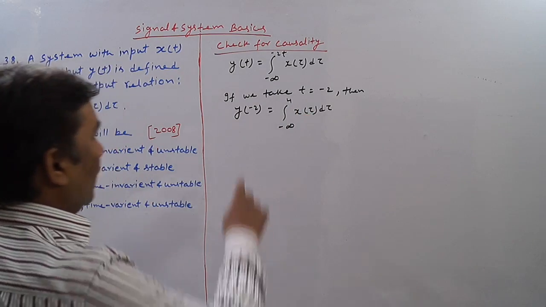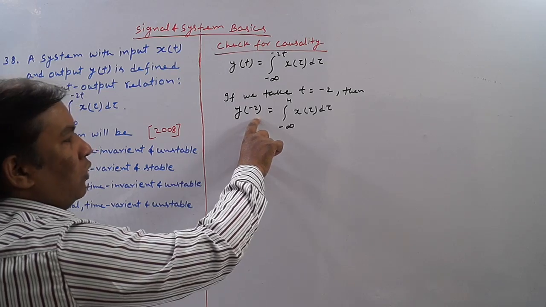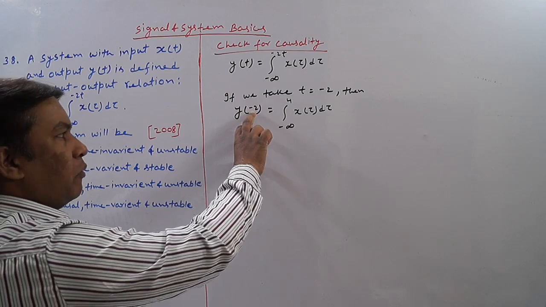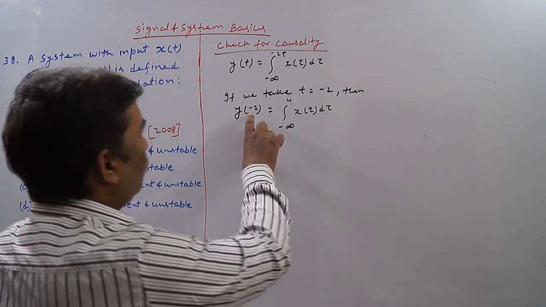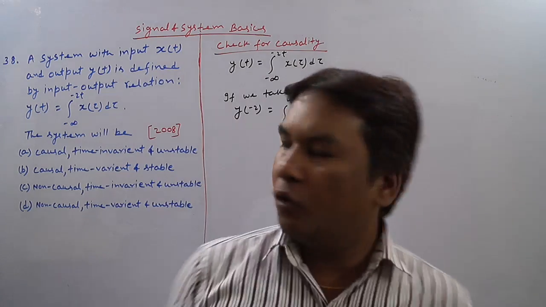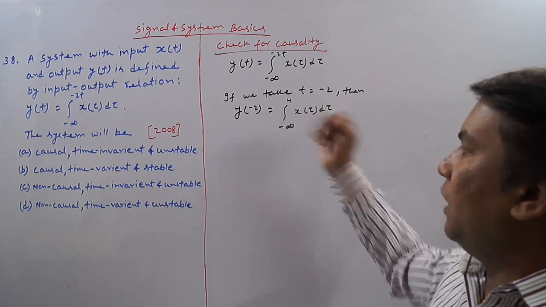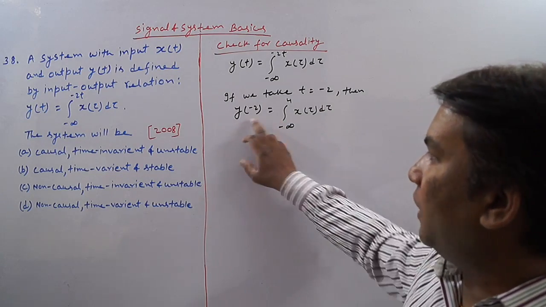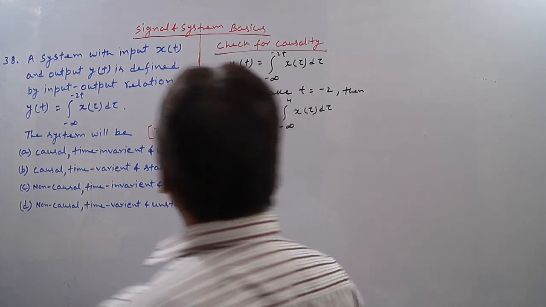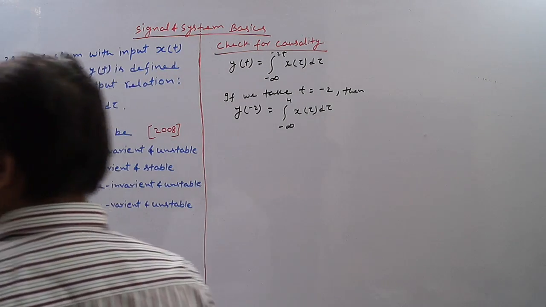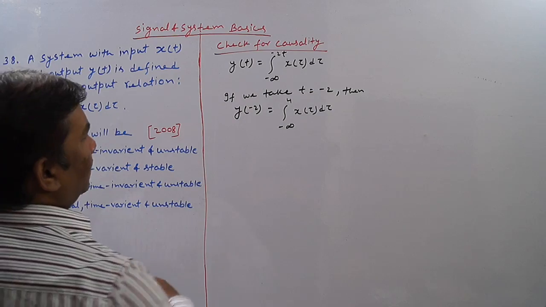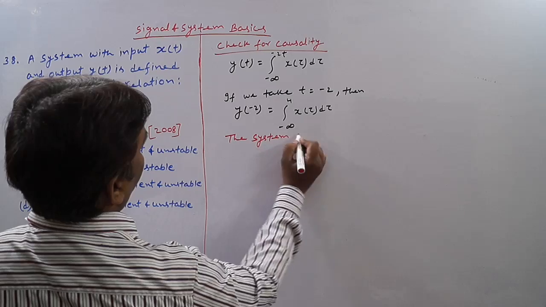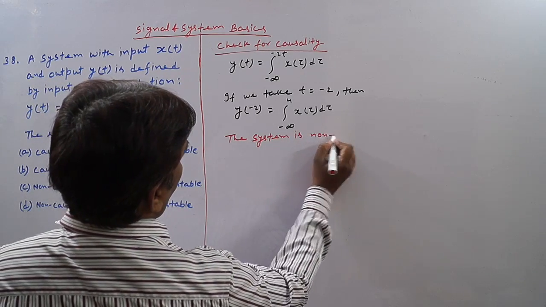So for t equal to minus 2, the output is depending upon the input from minus infinity to 4, and the time after minus 2 onwards, that is minus 2 to 4, is future. So the output is depending upon the future, and that's why the system is not causal. We can write here: the system is not causal, or non-causal.